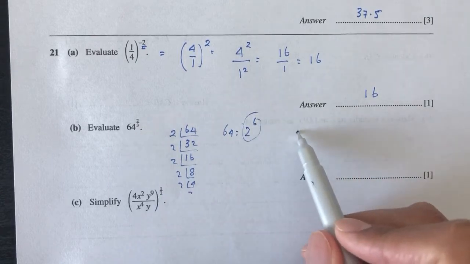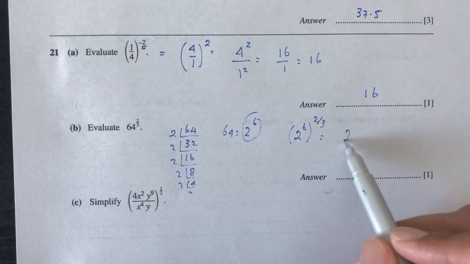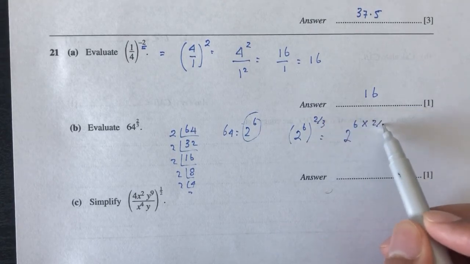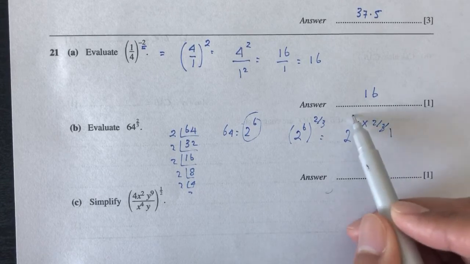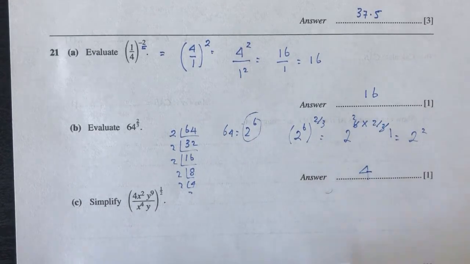We have 2 power 6 times power of 2 over 3. That will become 2 power 6 times 2 over 3. Simplify, we have 3, 2 becomes 2 power 2, which is 4. That is your answer for part B.